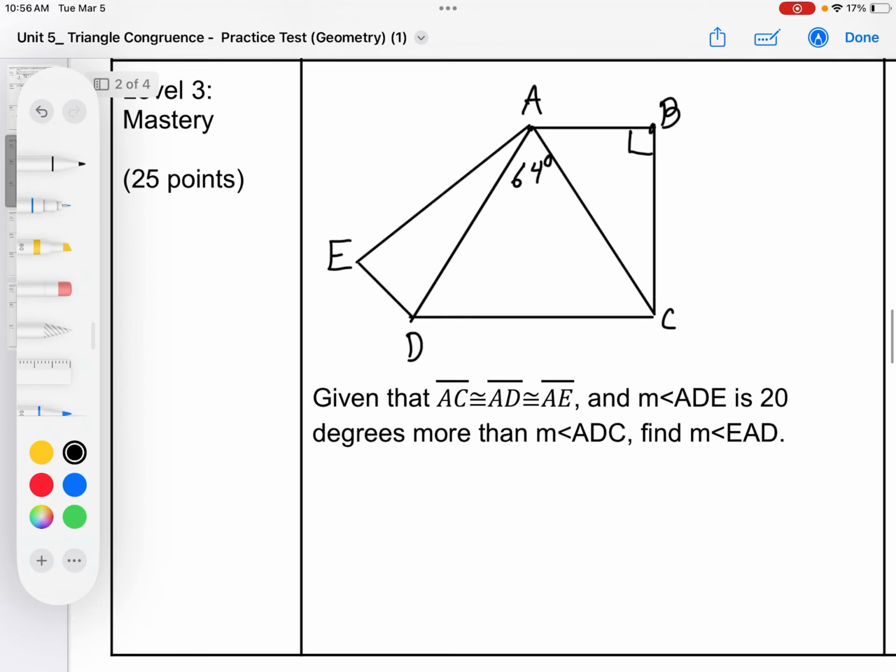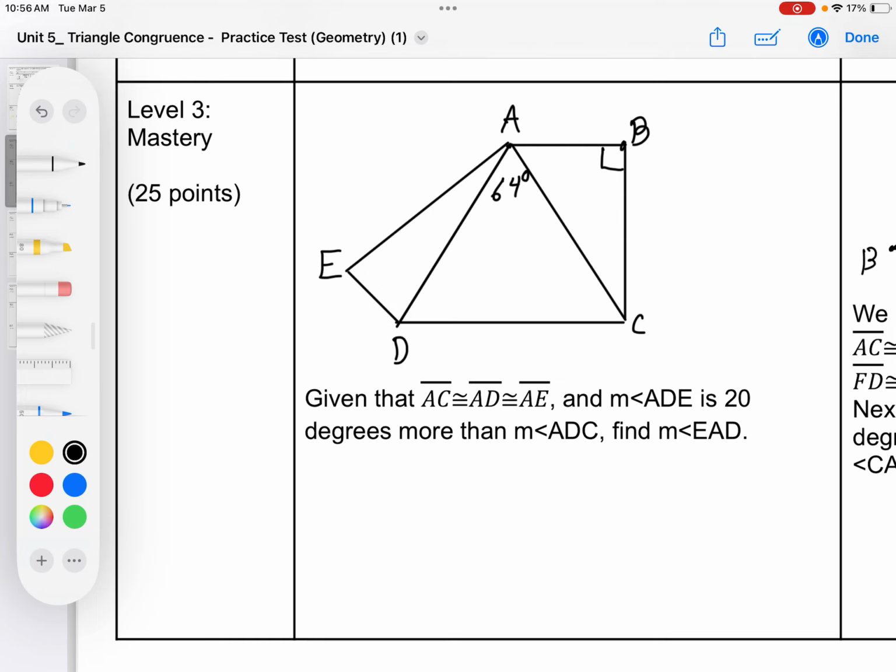Level 3, if you've mastered it, you can do this. You can apply all the different theorems and bring them together. So given that AC is congruent to AD is congruent to AE, measure of angle ADE is 20 degrees more than ADC. Well, I don't know what ADC is, so that's not helpful to me yet, but maybe it will be later. Find measure of angle EAD. Oh, wait, actually I do know what this angle is, because it's part of, guess what? It keeps coming up, an isosceles triangle.